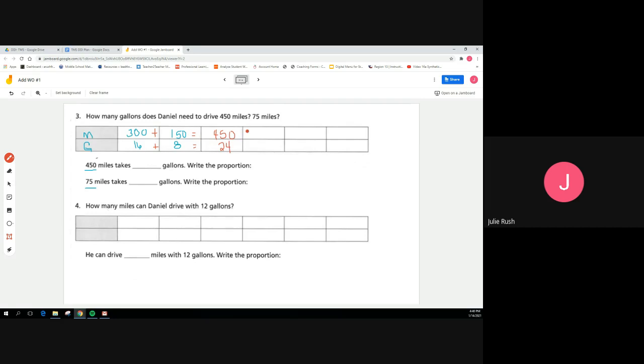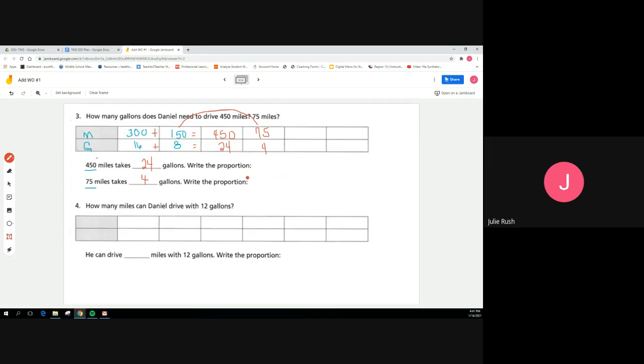Now, to get to the 75, right, that's half of my 150. And so I could just go right here. Half of 150 is 75, and then half of 8 is 4. And so it takes 4 gallons to travel 75 miles. Write the proportion. You can write the proportion however you want. You could have done 300 to 16 over 450 and X, however you want to do that.